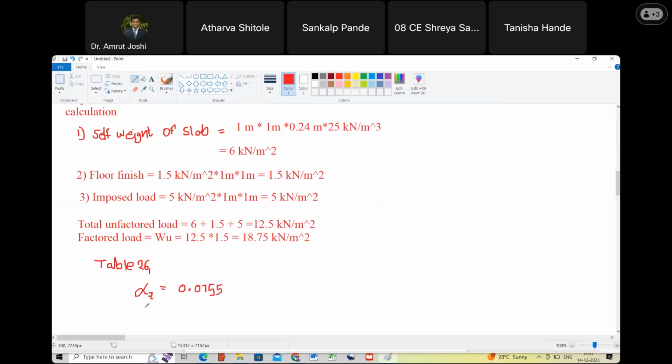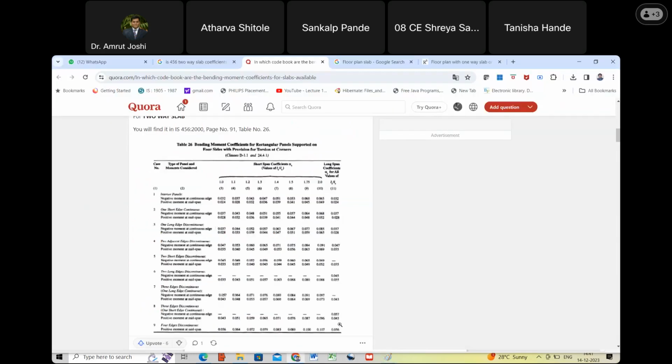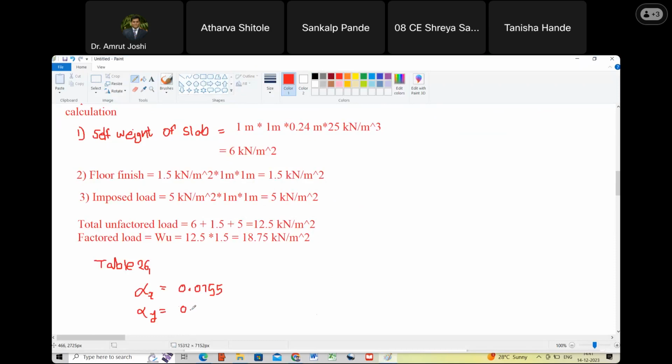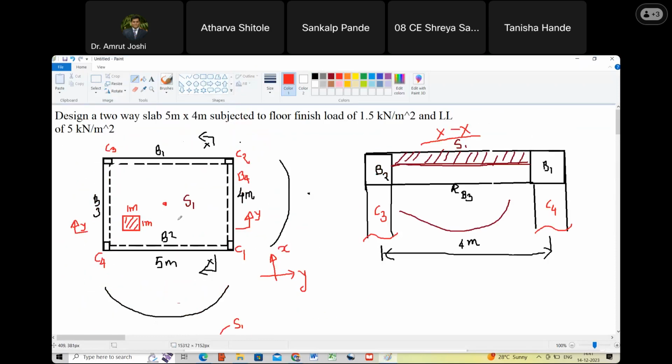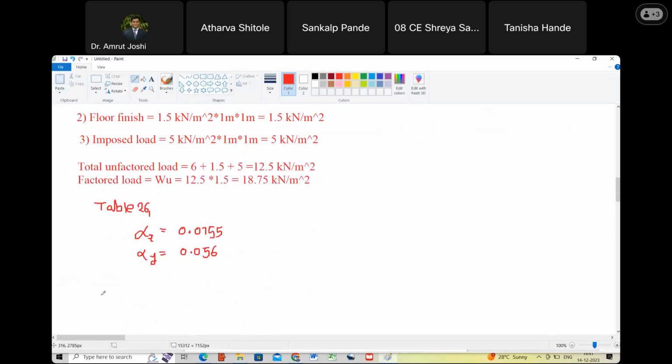Yes, sir. And now let us compute alpha y. Alpha y is the long span coefficient. It is given in the last column, and for the ninth row, it is 0.056. Are you with me? Yes, sir. So when the slab bends in the shorter direction, we have one coefficient, alpha x. When the slab bends in the longer direction, we have another coefficient, alpha y.